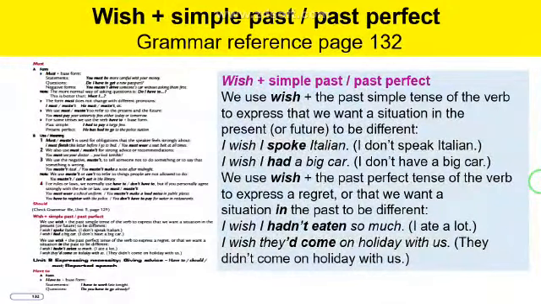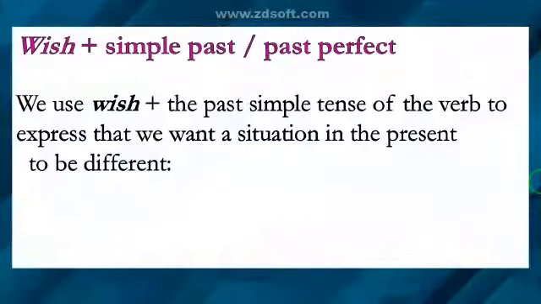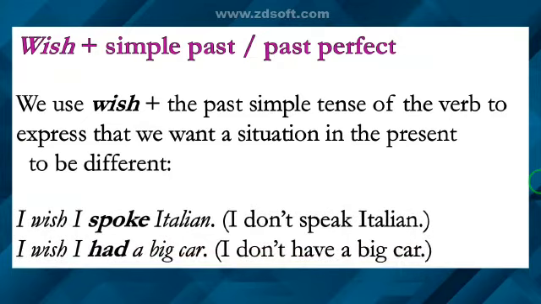Now, dear students, let's move on to our next rule for today, which is about wish. And I just want to remind you that you can always go to your grammar reference page 132 in your student's book. In case of wish, you have to use after it a simple past tense or a past perfect. We use after wish the past simple tense when we want to express a situation in the present and we want it to be different. For example, I wish I spoke Italian. I wish I had a big car.